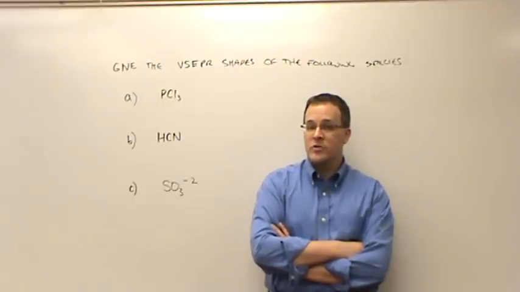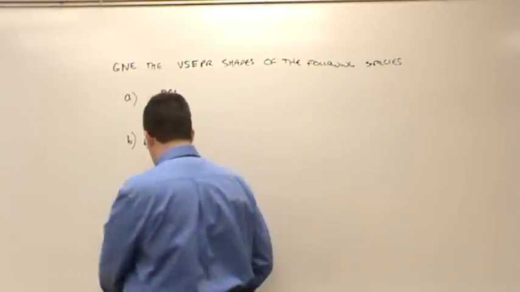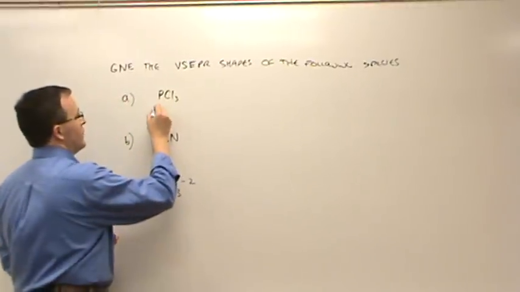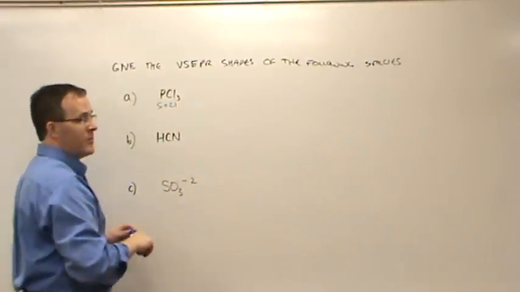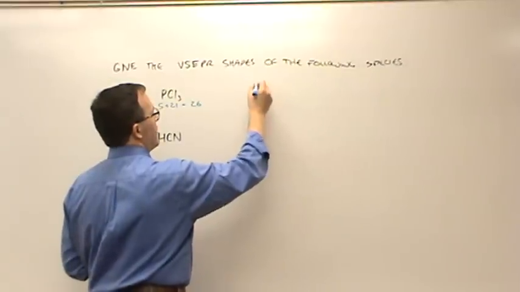First, we've got to draw the Lewis structure. So we're going to use the same rules we've done for that before. Let's start with a simple one, PCl3. Count up all of the electrons that are involved. I've got 5 plus 21, 7 each, a total of 26. And the Lewis structure for PCl3 looks like this.